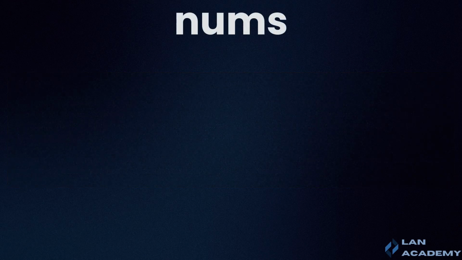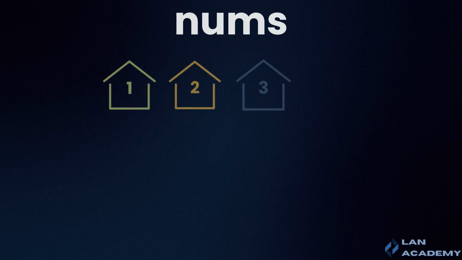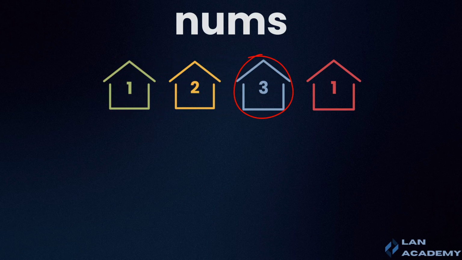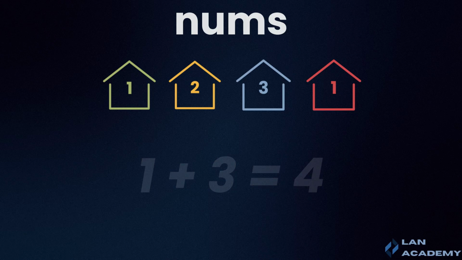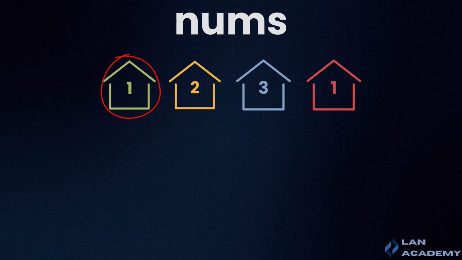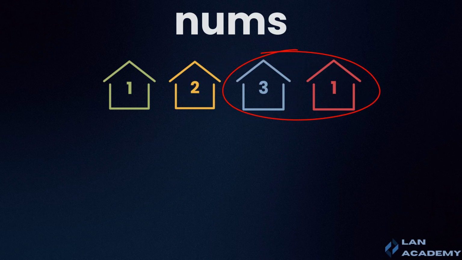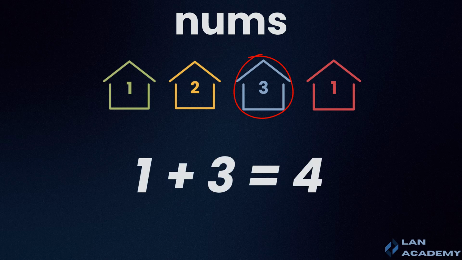For instance, consider the array nums equals 1, 2, 3, 1. You could rob house 0, which has money equals 1, and then rob house 2, which has money equal 3. The total amount of money you can obtain in this scenario is 1 plus 3, that equals 4. This scenario satisfies the problem's requirement of not robbing adjacent houses. If you rob house 0 with money equals 1, you cannot rob house 1. Therefore, you must choose between houses 2 and 3. If you rob house 2 with money equals 3, the total amount is 1 from house 0 plus 3 from house 2, that equals 4.